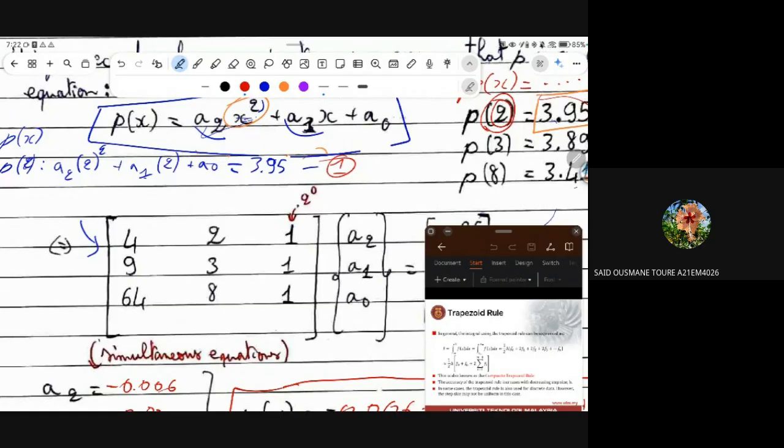The unknowns, for sure, are here. You only put the knowns in these types of brackets. Unknowns, put them in this bracket. So the unknowns, as you see the order A2, A1, A0, you put them vertically: A2, A1, A0. Now you have 4, 2, and this is what? 1 times A0. Okay.